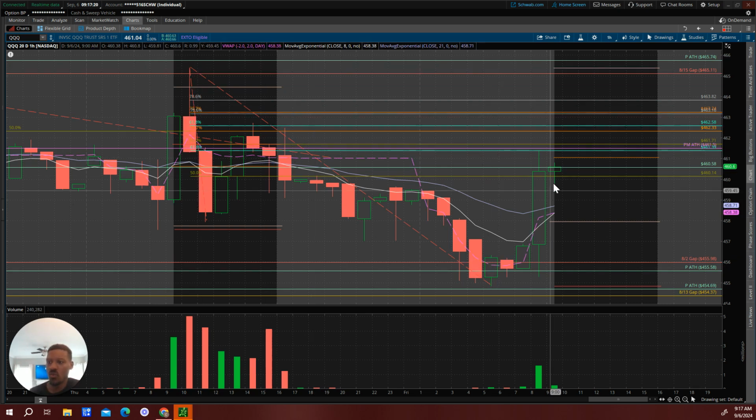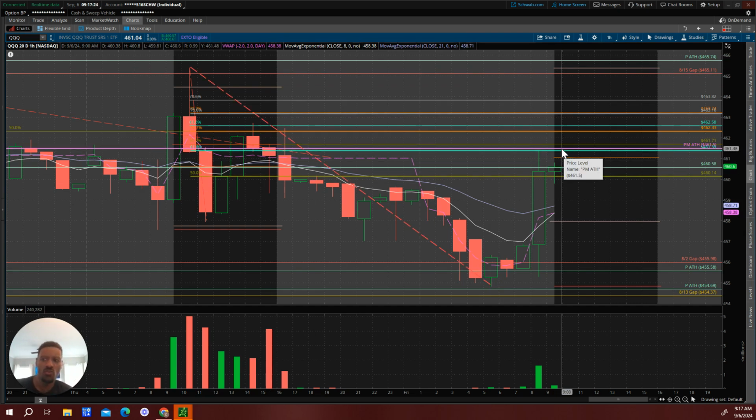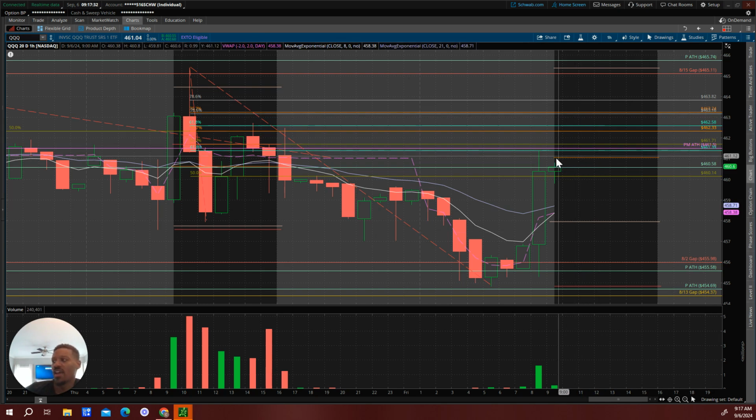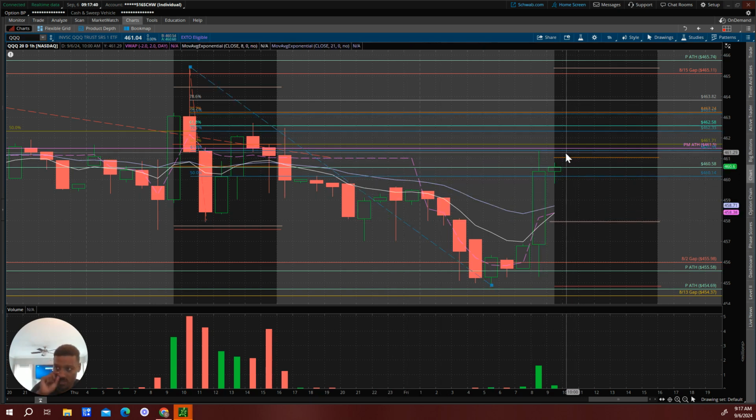So here, what we're looking at is if we come up and we reject this 461.5 again, then I'm going to play downside. I'm also going to watch for us to come back up into this fib level of this long fib. We've already broken the 50. We're at the 61. That's why this is so important.